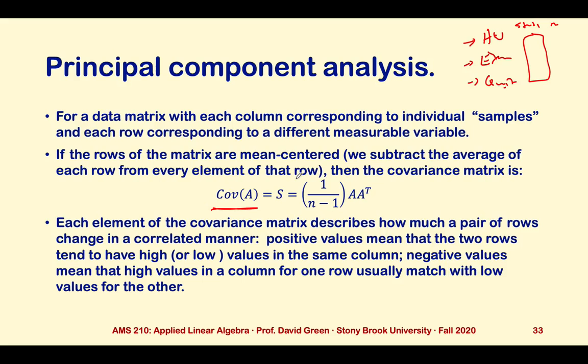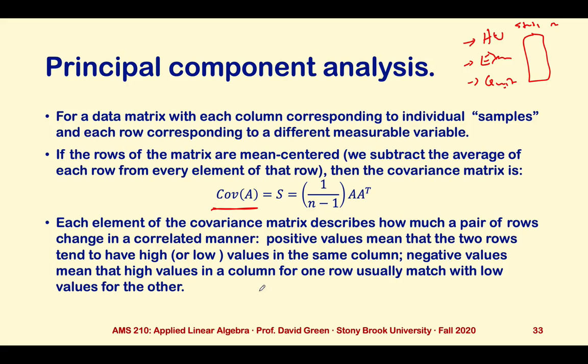Don't worry so much about the details of this. The covariance matrix describes how much pairs of rows change in a correlated manner. That is, if the homework scores and the exam scores are correlated, it means that students that had high scores on homework also had high scores on exams. Students that had low scores on homework also had low scores on exams. That's a strong positive correlation. Negative correlation would be a case where the opposite was true. High scores on homework led to bad scores on exams, which would be problematic in a course, of course.